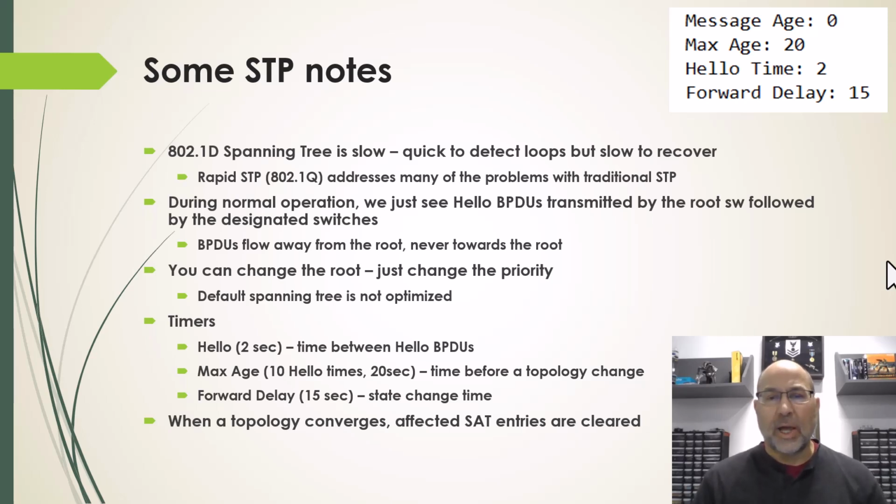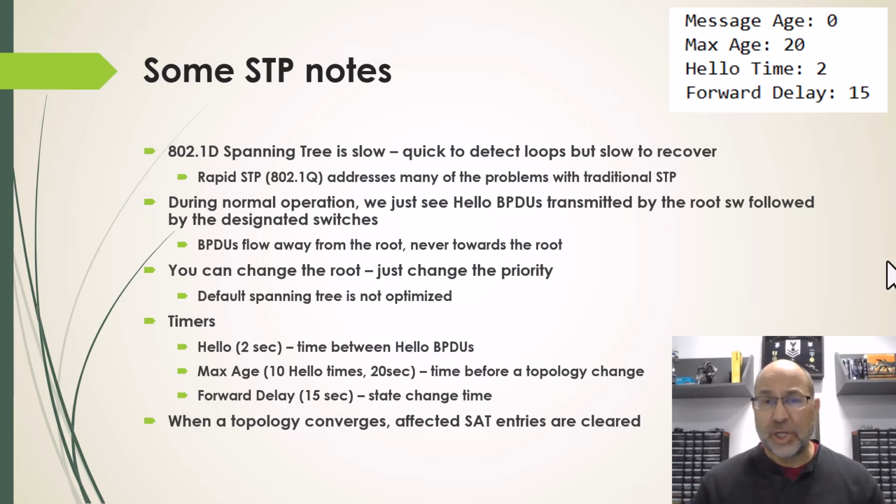Now, during normal operations, we just see hello BPDUs, right? That's what we looked at. But if something occurs, if there's a problem or a change, then we go through what we call a topology change. That's when we'll see ports flop roles and everything else.